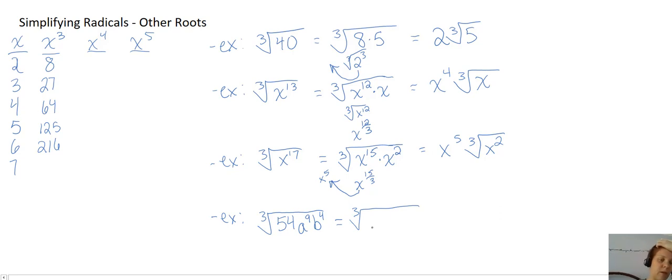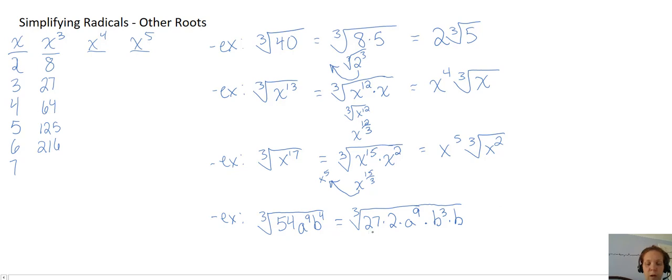And thinking about my list of perfect cubes, the only things that could work would be 8 or 27. 8 does not go into 54, but 27 times 2 is 54. So I'll break that down. a to the 9th, that actually is good because 3 goes into 9, so I'm not going to break that down at all. But b to the 4th, that 4 is not a multiple of 3, so I'm going to go down to b to the 3rd, and then I still have a b left over.